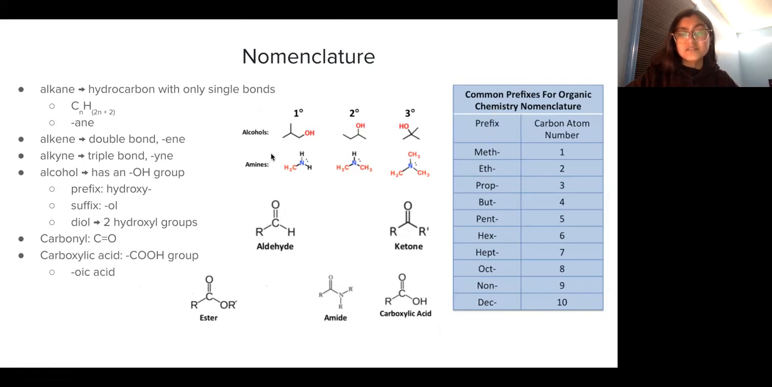So here we have the different primary, secondary, and tertiary alcohols. Same with amines, which have this nitrogen and then a variable amount of hydrogens attached. And then different variations of carbonyls, which we'll see more of later as well. You should also be familiar with these prefixes when it comes to identifying molecules, what each of these prefixes is and how many carbons are associated with that molecule. So if you see butane, you should know that that's 4 carbons, and it's only single bonds.